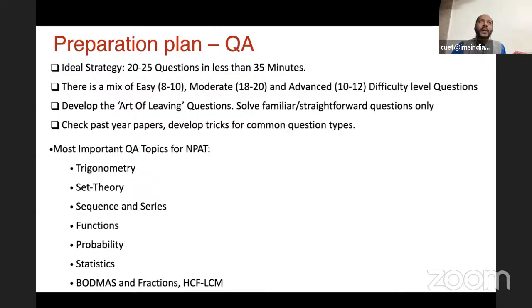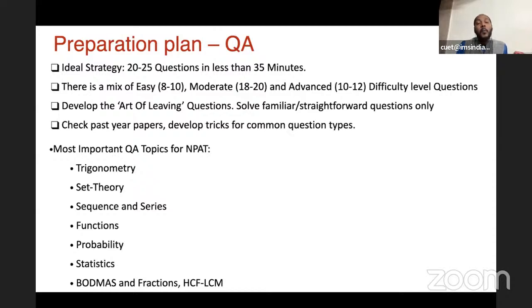Probability, generally not so many questions. Probability is a subset of set theory. So in probability also there are a lot of questions which are related to set theory. Statistics, deviations, mean, median, mode, such topics are very frequently tested in a lot of questions of NPAT.